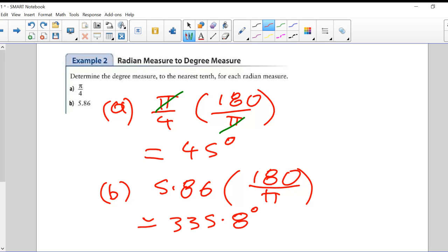So as long as you know which one to multiply by, it's easy to convert from one to the other. If you want it in degrees, then you multiply by 180 over pi. If you want it in radians, you multiply by pi over 180, right? 360 degrees is the same thing as 2 pi, and that's what sets up those two conversion factors. Okay, simple enough, hopefully.